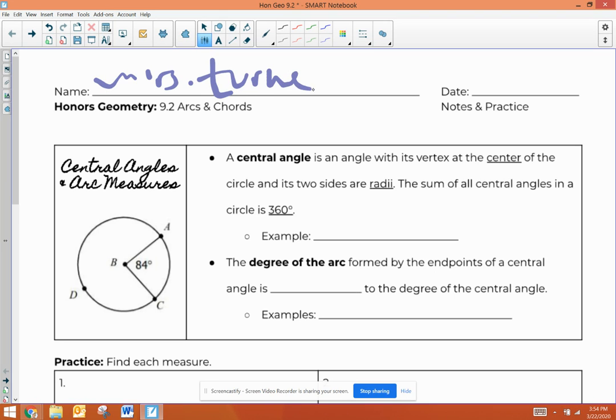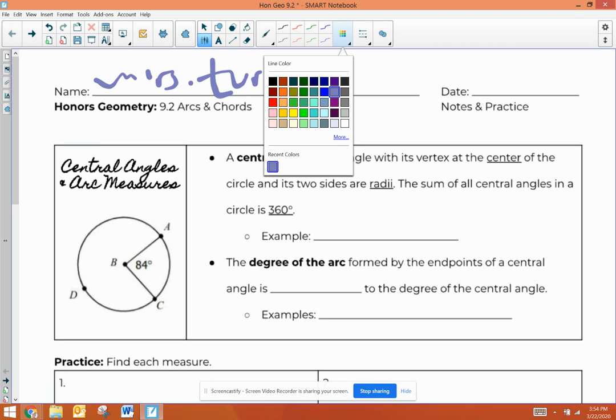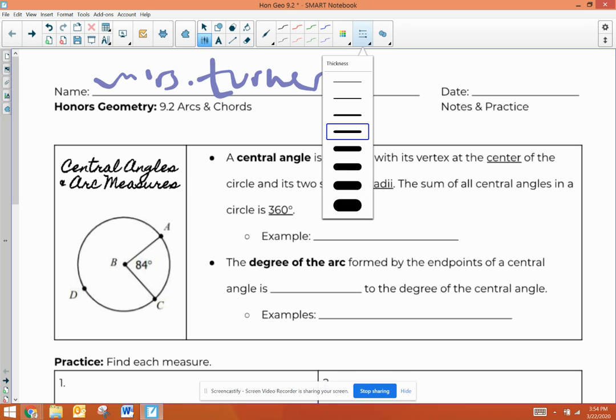This is a nice soothing color. Can I have a different one?